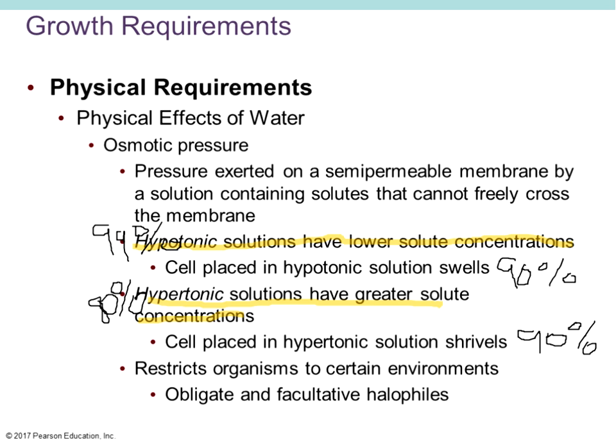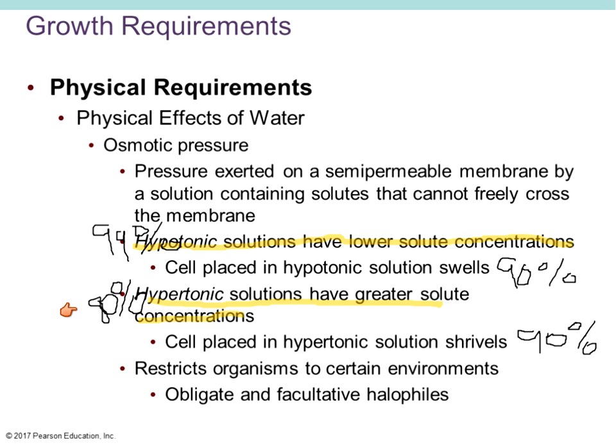So the concentration of the water is higher in the cell than it is in the surrounding solution. So the water is going to leave the cell, going from an area of high concentration, at 90%, to that area of low concentration. So the cell is going to shrivel.